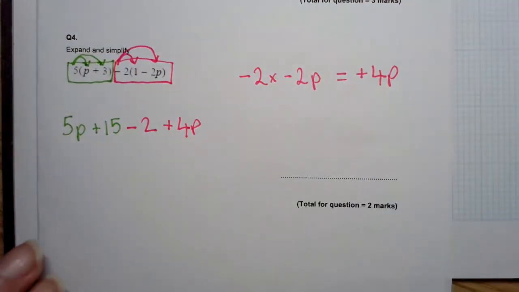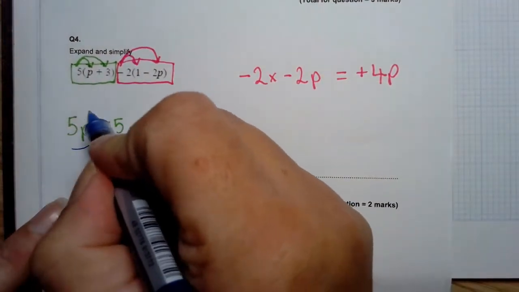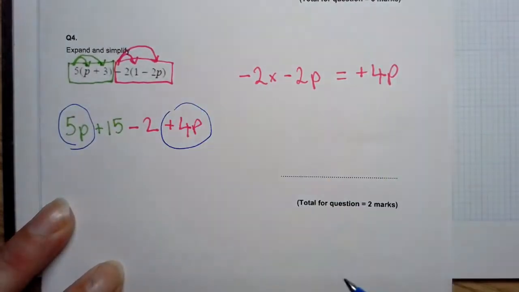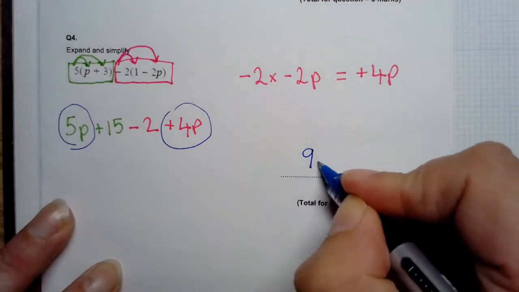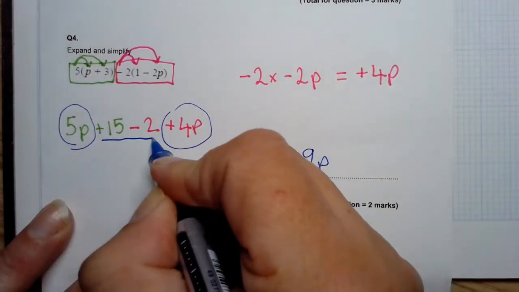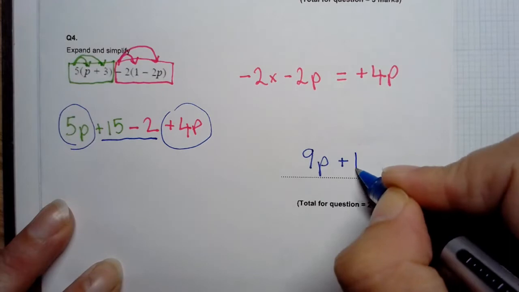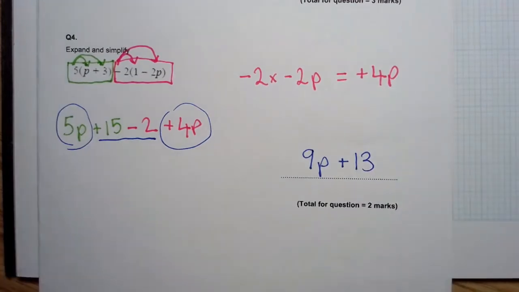Now then we still need to collect our terms, so I'm going to collect the terms for the p. So 5p plus 4p equals 9p, and then I'm left with 15 minus 2, which is 13, giving us an answer of 9p plus 13.